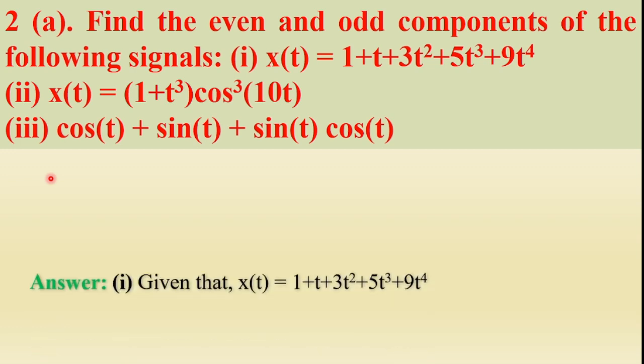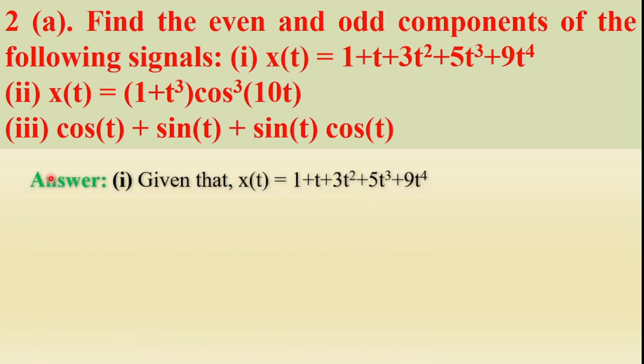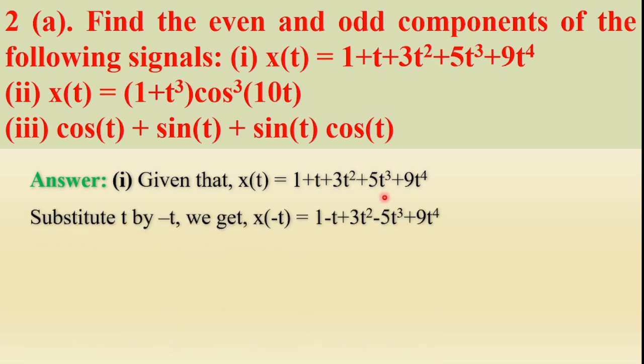Solution. Given that the signal x of t is 1 plus t plus 3t square plus 5t cube plus 9t power 4, find out the even component and odd component of the signal. First, in the given signal, small t is replaced by minus t. We get x of minus t is 1 minus t plus 3t square minus 5t cube plus 9t power 4. And this is the x of minus t value.